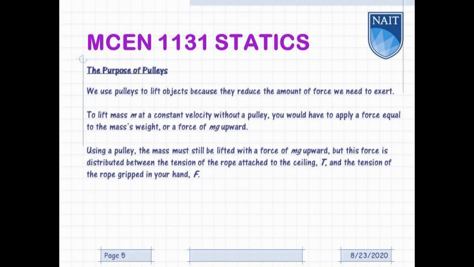The purpose of pulleys. We use pulleys to lift objects because they reduce the amount of force we need to exert. To lift mass m at a constant velocity without a pulley, you would have to apply a force equal to the mass's weight, or a force of mg upward. Using a pulley, the mass must still be lifted with a force of mg upward, but this force is distributed between the tension of the rope attached to the ceiling, T, and the tension of the rope gripped in your hand, F.